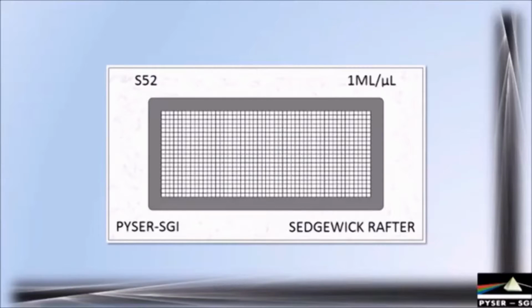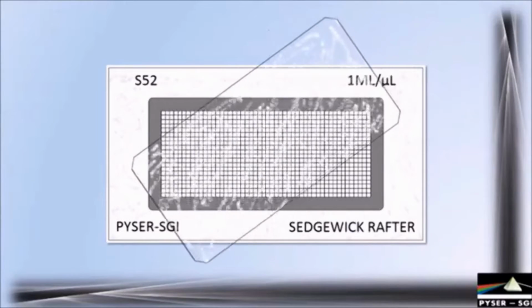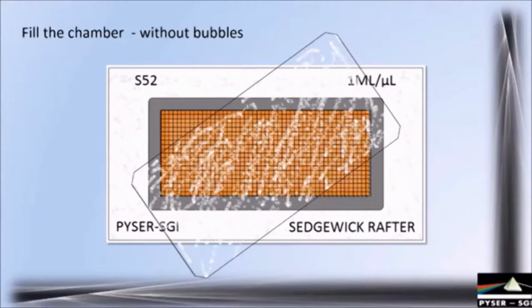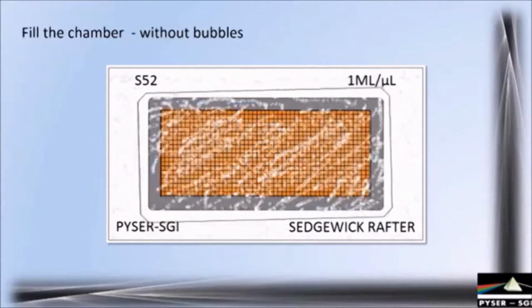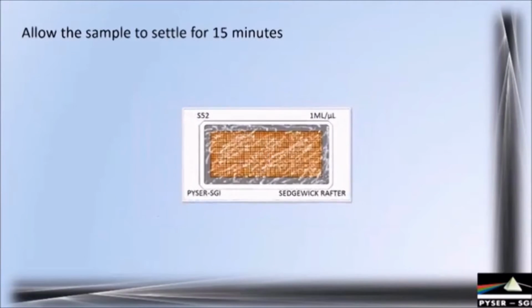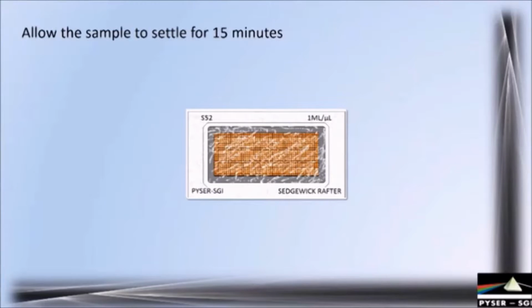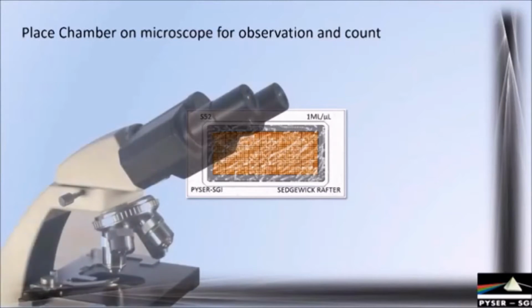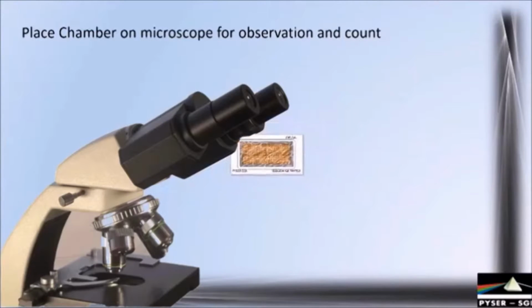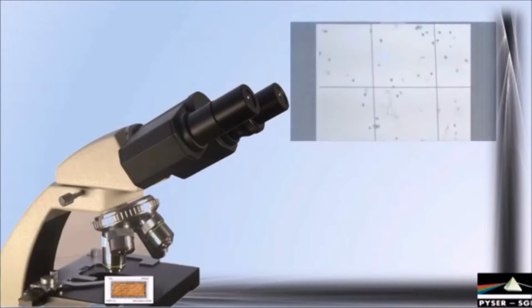So let's take a more detailed look at the Sedgewick Rafter chamber and how it's actually used in practice. Now remember, first of all, to recap: cover at an angle, fill from one edge with a hole for the bubbles to escape, so you fill the chamber fully to its 1 milliliter limit. We then allow the chamber to settle for about 15 minutes before placing it onto our observation microscope. It's important to let it settle and also ensure that we've got an even distribution of our sample.